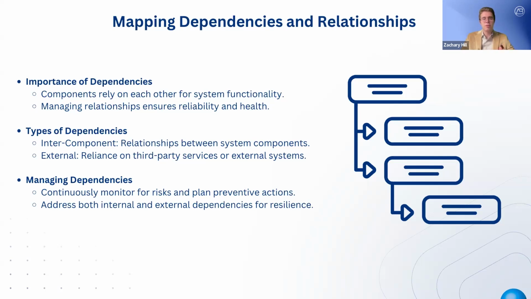External dependencies refer to reliance on third-party systems or services. Documenting these dependencies helps teams identify risk and plan for disruptions. To manage dependencies effectively, teams need to continuously monitor for risks and take preventative action. By addressing both internal and external dependencies, organizations can build more reliable and resilient systems.